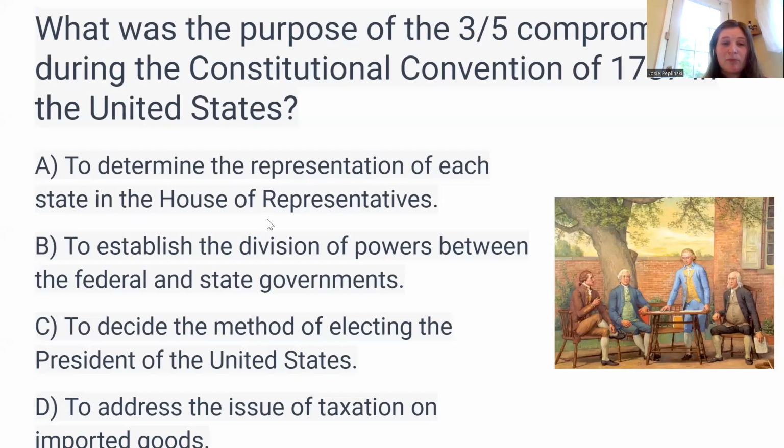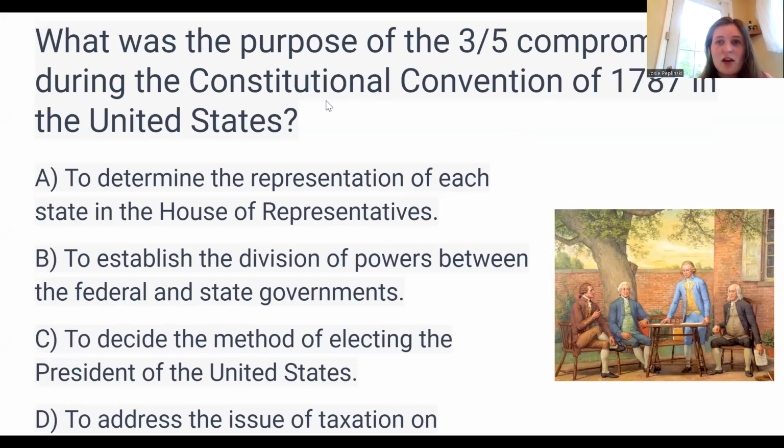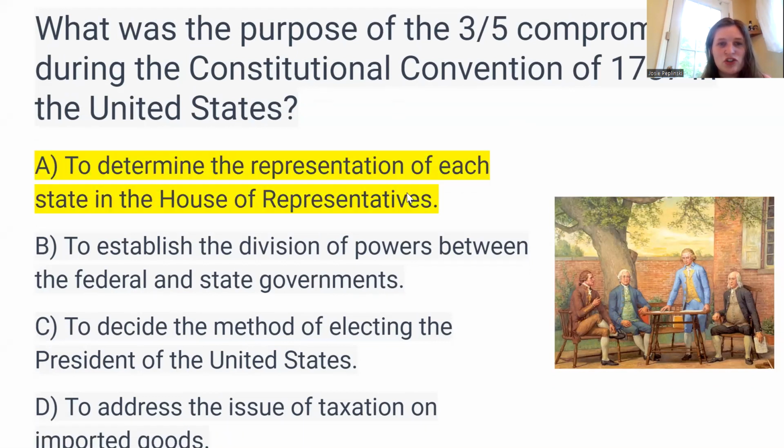Here I have a practice multiple choice question for us. I'm on Zoom, so my question is a little bit cut off for me, but we've got something like, what was the compromise during the Constitutional Convention of 1787 in the United States? So you should have to determine the representation of each state in the House of Representatives.